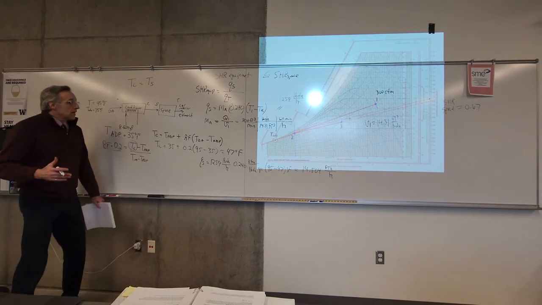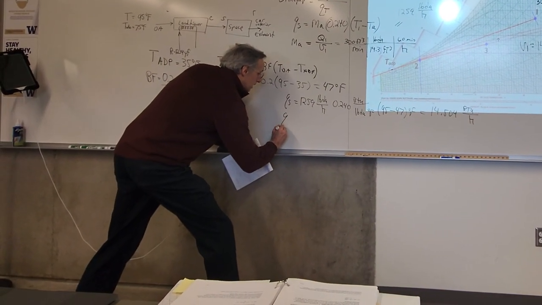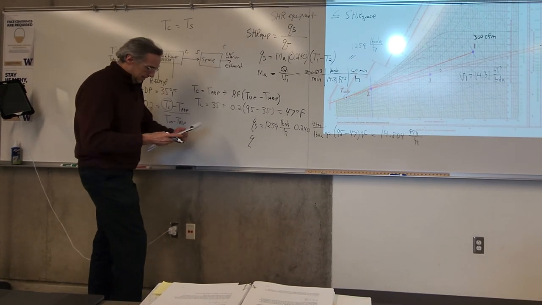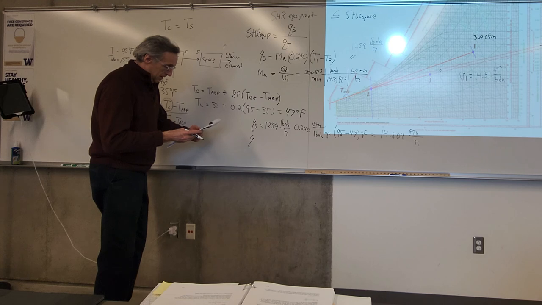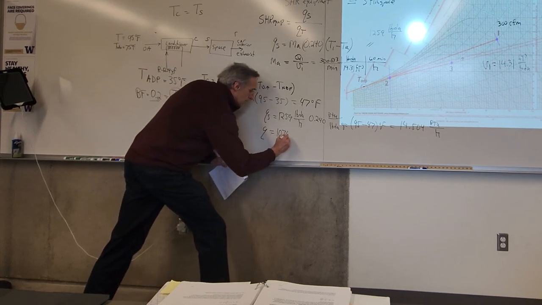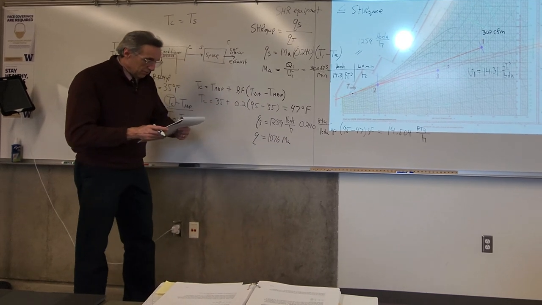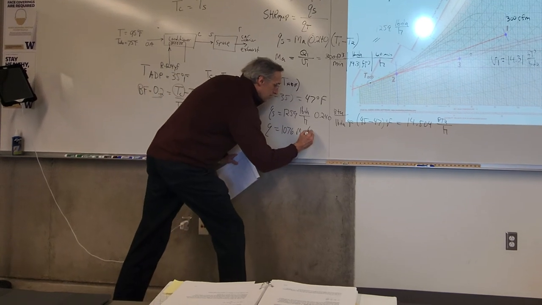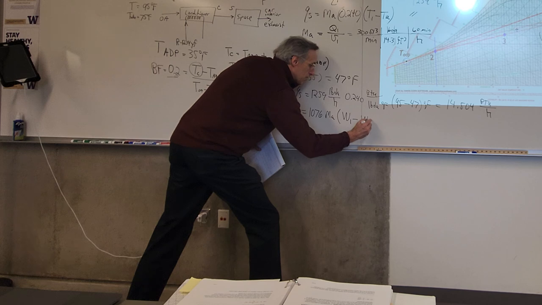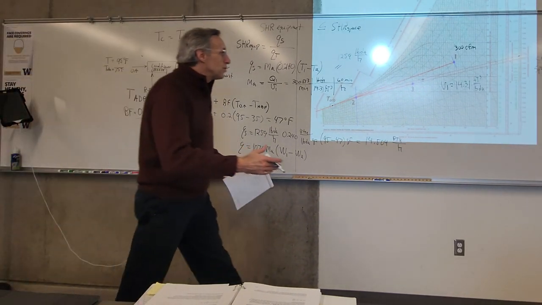Good. And then similarly for the latent heat, the calculation is 1076 times the mass flow of dry air times the difference in the humidity ratio. So the humidity ratio of 1 minus the humidity ratio of 2. So again, you have to use the chart here.